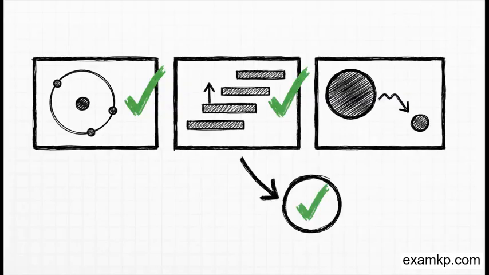Correct again. And statement 3. Energy cannot vary continuously. Absolutely true. That's the core idea of discrete energy levels. So since 1, 2, and 3 are all correct, our answer has to be E. See? Knowing your theory pays off directly in marks.